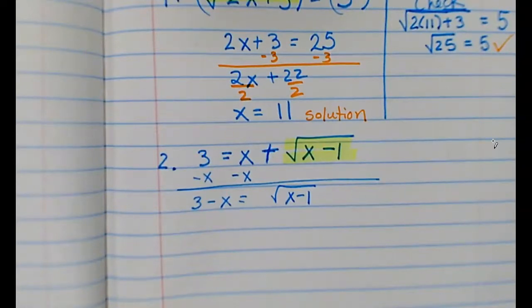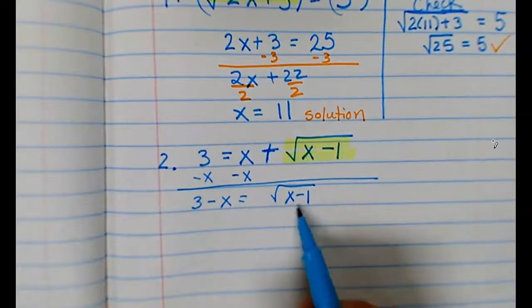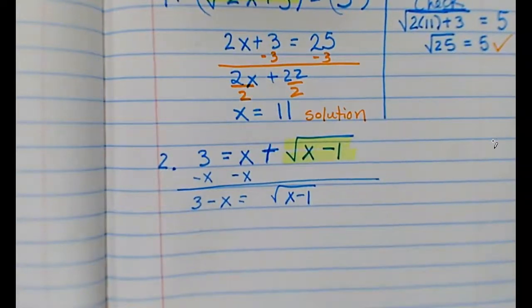And then I need to get this x out from under the square root sign so that I can solve for it. How would that happen?